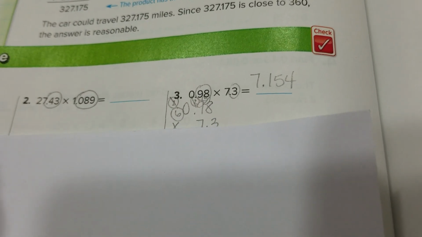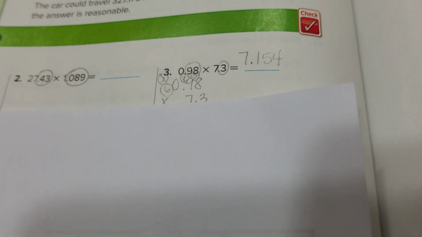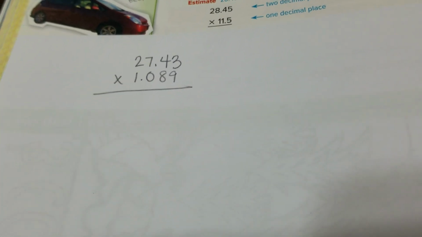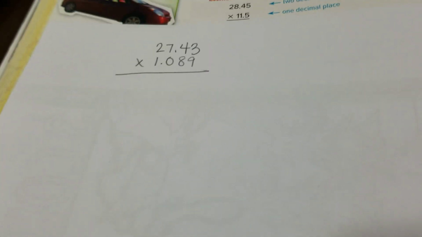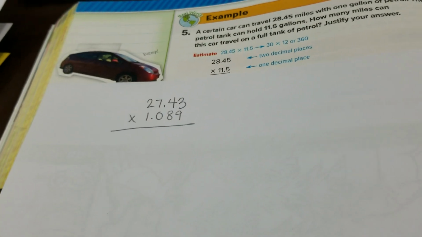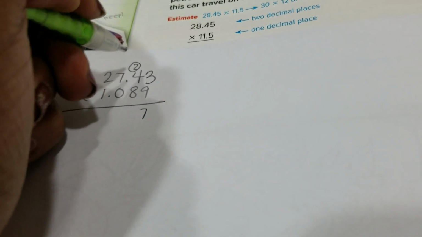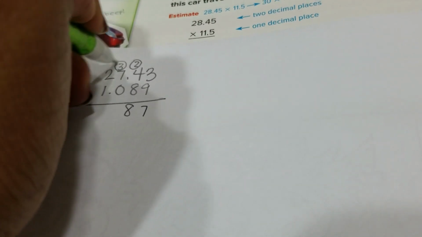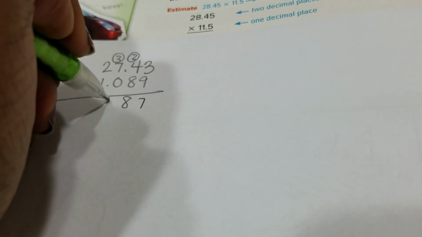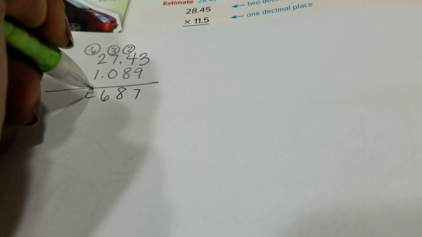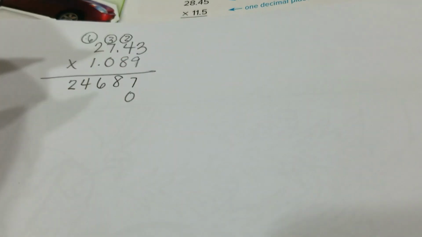Okay, so I'm going to rewrite this problem. So 27.43 times 1.089. Okay, so this one you have to be very, very careful as you're multiplying to line everything up. So 3 times 9 is 27, carry a 2. 9 times 4 is 36, plus 2 is 38, carry a 3. 9 times 7 is 63, plus 3 is 66, carry a 6. 9 times 2 is 18, plus 6 is 24. And we're going to put 1 0.